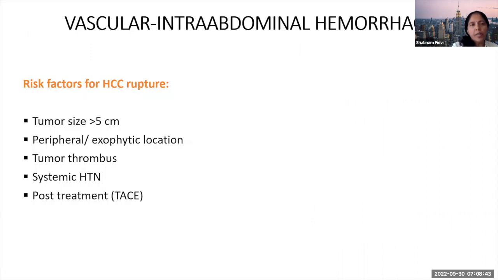Moving on specifically to hepatocellular carcinoma, which we see a lot of in our practice, the risk factors for hepatocellular carcinoma rupture include large tumor size, typically more than 5 centimeters, a peripheral or exophytic location of the tumor, if the patient has tumor thrombus, if they have systemic hypertension, and if they've been treated in the past, specifically with TACE, or transarterial chemoembolization.